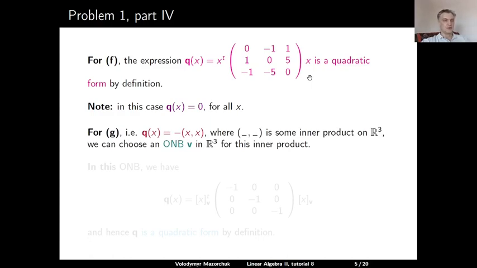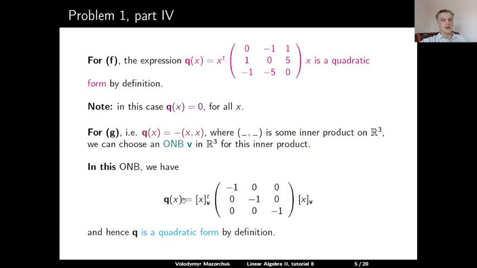So here q of x is equal to minus the inner product of x with itself with respect to some fixed inner product on R3. Let us choose an orthonormal basis V in R3 for this inner product. We know that orthonormal bases exist. In this orthonormal basis, q of x will be written as the coordinates of x in the basis V transposed times the matrix minus the identity matrix times the coordinates of x in V, the usual coordinates. And hence this q is a quadratic form by definition.